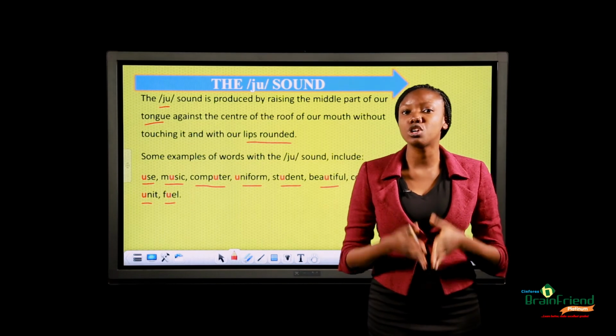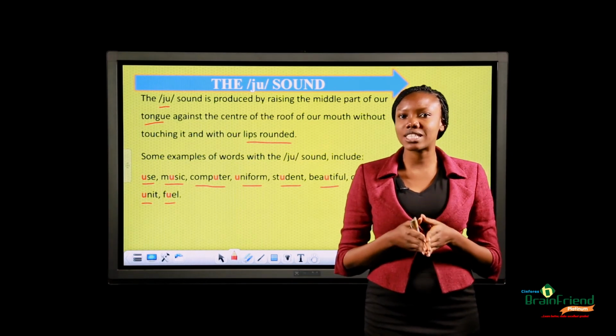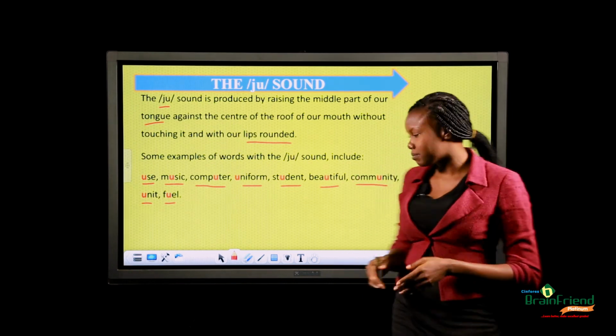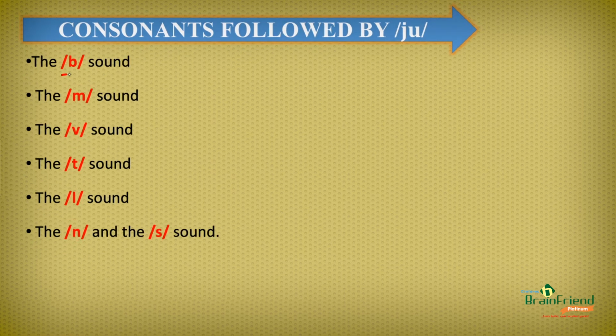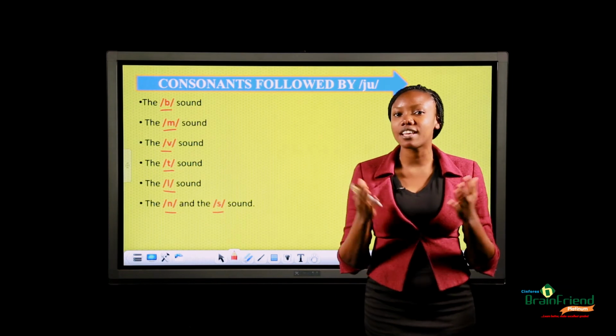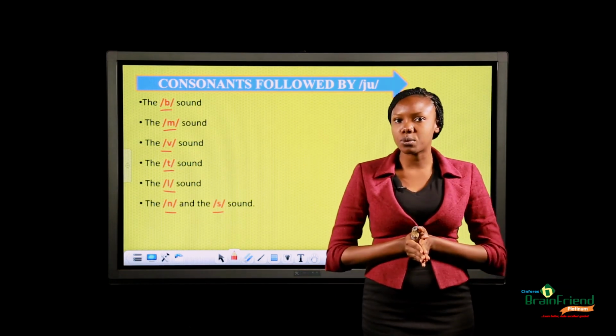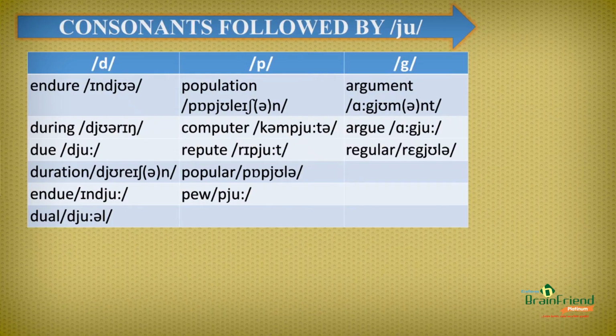Having known how to pronounce the ju sound, let's see the consonant sounds followed by this sound. The consonant sounds followed by the ju sound are the d, p, g, h, k, f, b, m, v, t, l, n, and s sounds. Now join me as we take a look at these sounds and their examples.